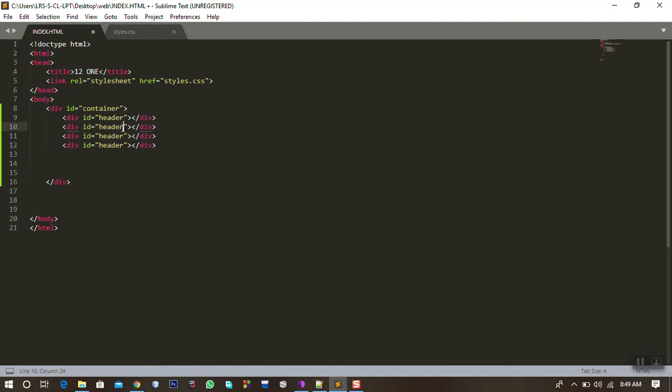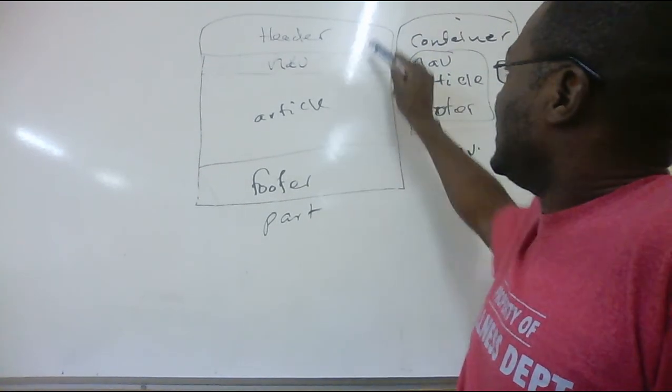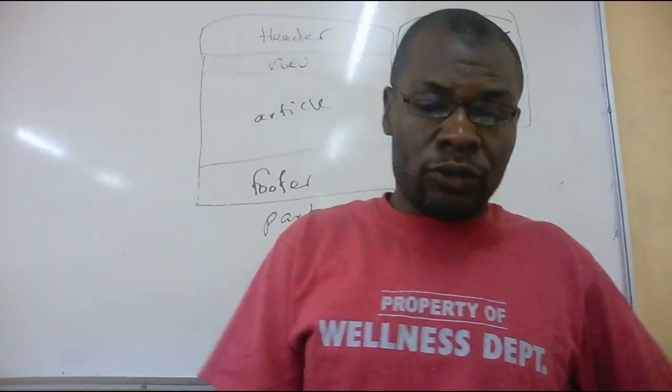Then this one is going to be the nav. The next one is going to be the article. The next one is going to be the footer, and I'll save. Then all these are taken care of. 1, 2, 3, 4. They are inside the bigger container, which we call the div ID container.